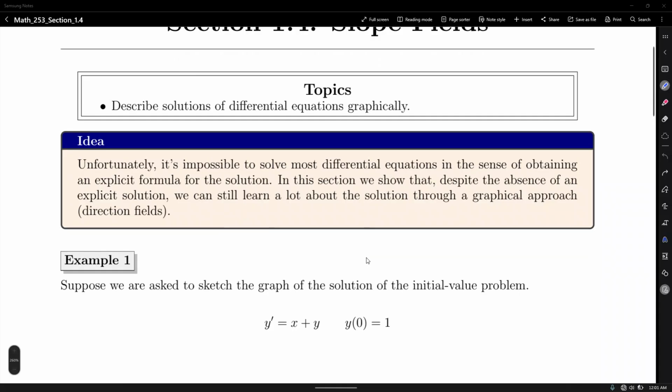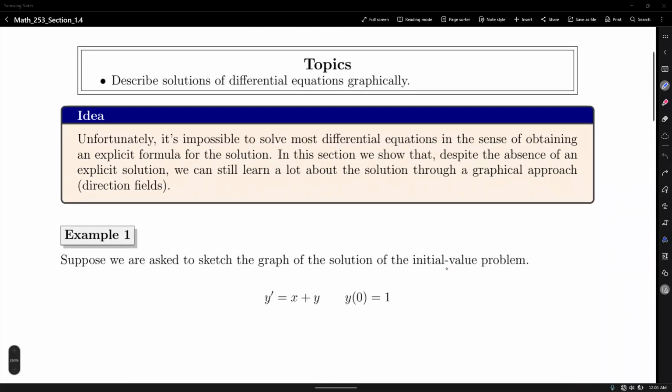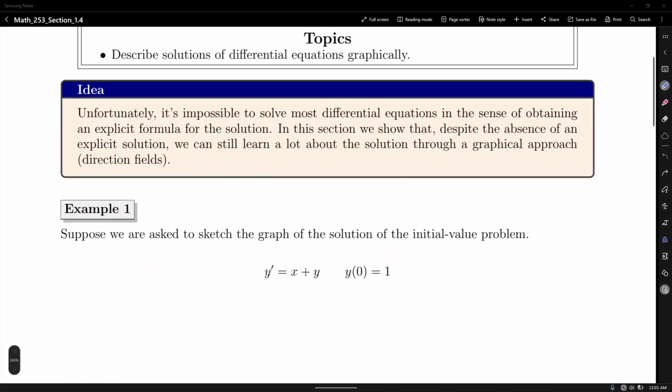To give you an idea of what this is about, suppose we are asked to sketch the graph of the solution for the initial value problem for the differential equation y prime equals x plus y, with initial condition y of 0 equals 1. If we look at this equation, unfortunately it's not separable, because we cannot write the right hand side as a product of a function of x and a function of y. The left hand side is fine, that's the derivative term, but the right hand side doesn't satisfy the condition. Actually, this equation can be solved using the method we're going to discuss in the next section, a linear first order equation, but that's something for later.